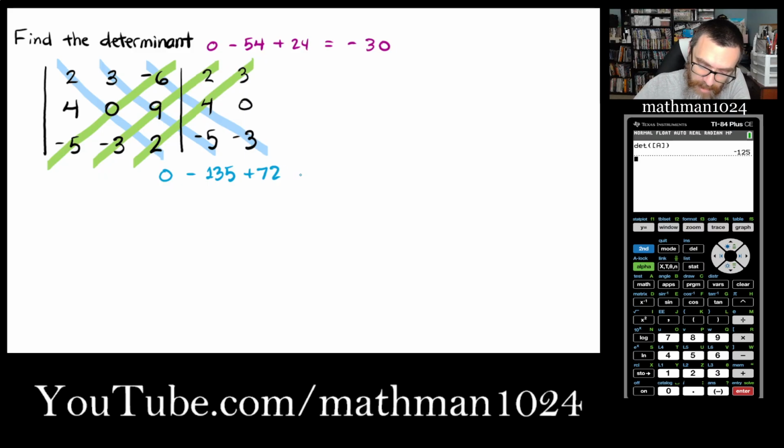Well, I didn't do this down here. So negative 135 plus 72 is negative 63. Yeah, I gotta be really careful about just doing stuff in my head. I'm not so sure that that is working out nearly as nicely as it used to.